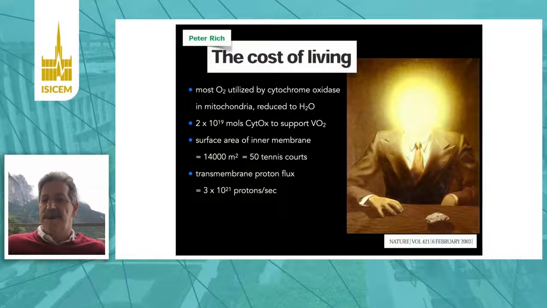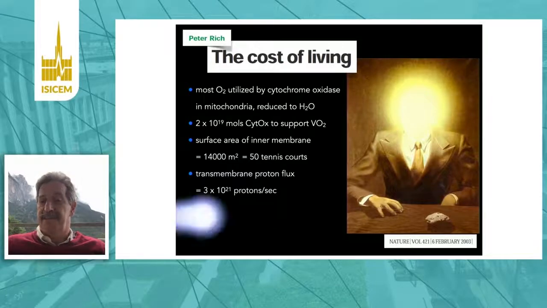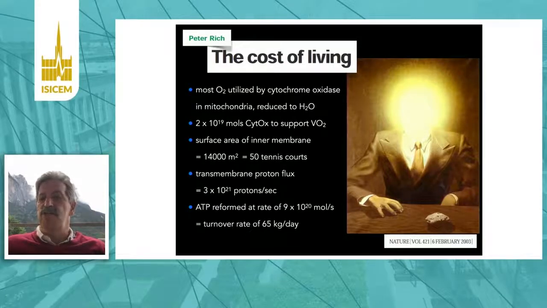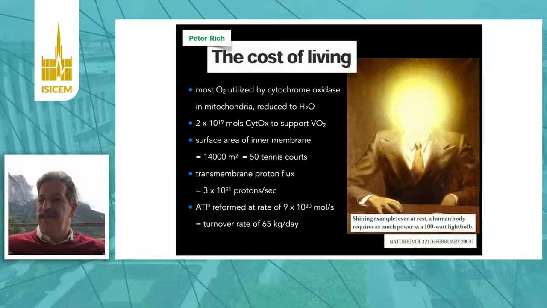There's a huge flux of protons across the inner mitochondrial membrane, 3 times 10 to the power 21 per second, and that generates a huge turnover of ATP, 9 times 10 to the 20 moles per second. So there's a turnover rate of ATP equivalent to our body weight. Truly phenomenal. And that's enough to power a 100-watt light bulb.